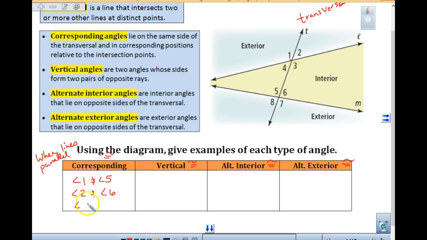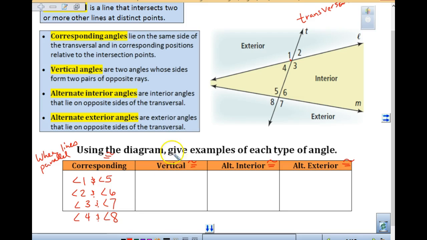Some of you aren't writing. Angle 3. And then angle 4. Check with your shoulder partner and see what's in the same spot, that you have the right numbers there. So 1 with 5. 2 with 6. 3 with what? 4 with what? Okay? Check your shoulder partner's paper and see if you agree. Elena, 3 and 7. Taylor, 4 and 8.